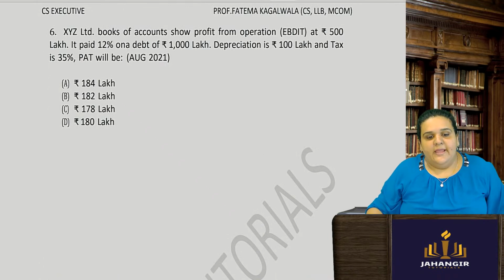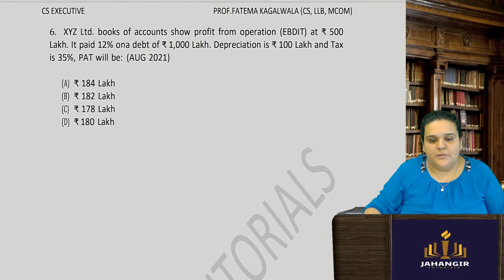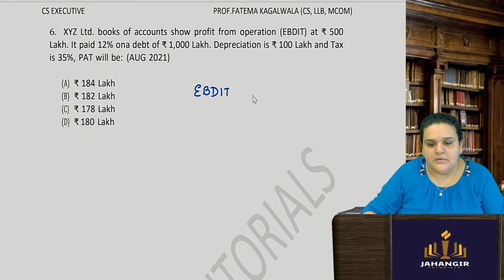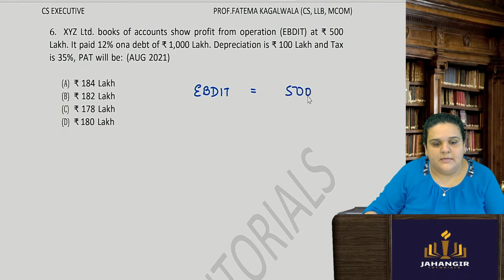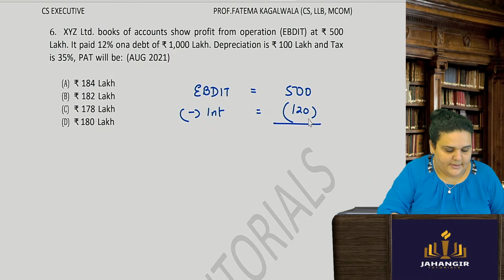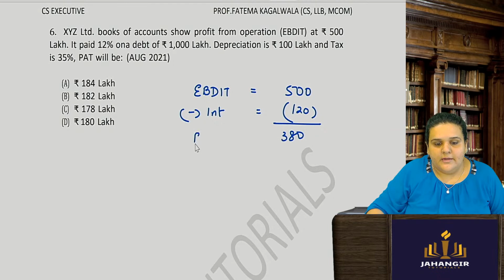Now next sum. XYZ Limited books of account shows a profit from operation, EBDIT, profit before depreciation, interest and taxes, 500 lakhs. It has paid 12% on the debt of 1,000. So minus interest, if I do at 12% on 1,000 lakh, it will be 120. Okay, so 500 minus 120, 380 will be earnings before depreciation and tax.